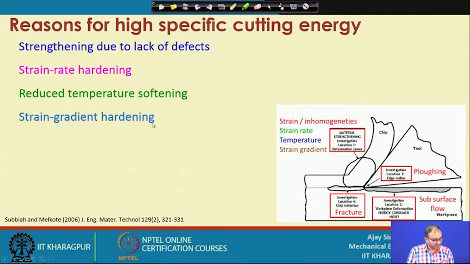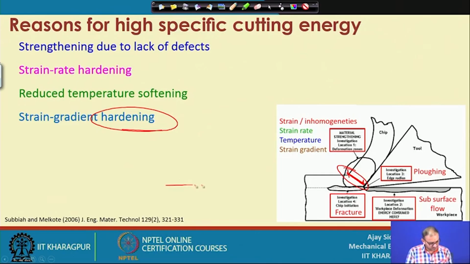Right. Strain gradient hardening, because strain is not continuous in this particular case, that means it is not uniform throughout. This is the shear plane angle. If you consider this particular part here, on the shear plane your strain is variable. It is very high here, and very low here. Because of that you are getting a hardening of the material, and that is also one of the reasons for high specific cutting energies.